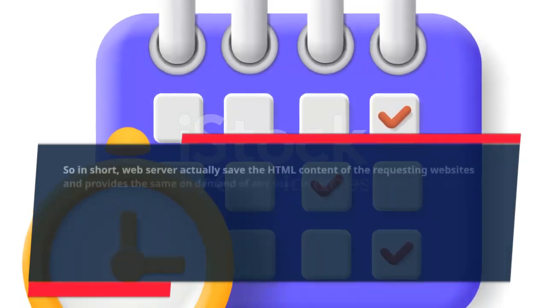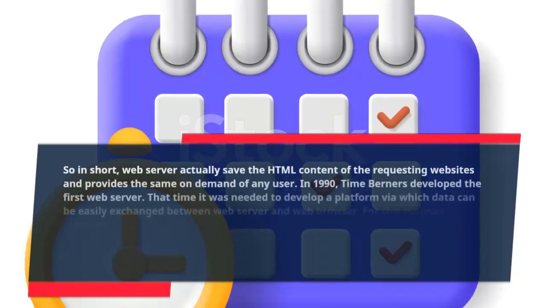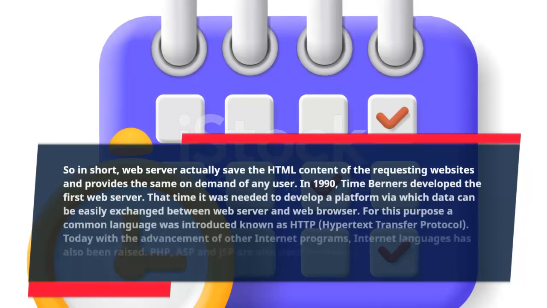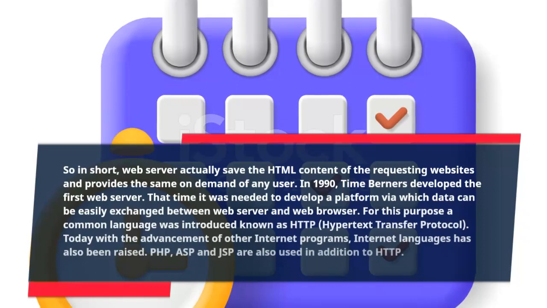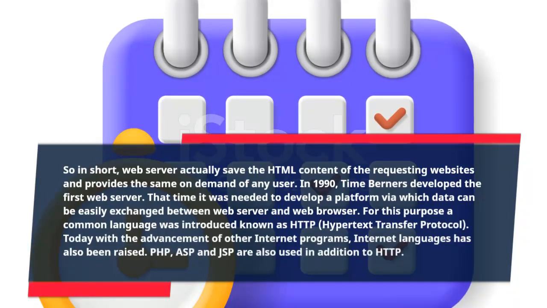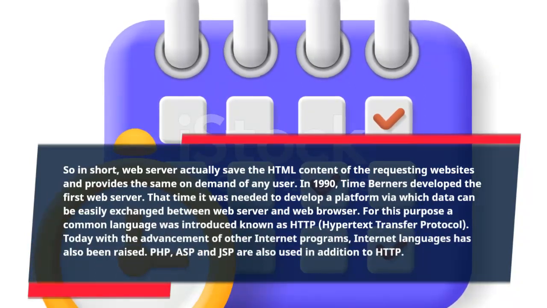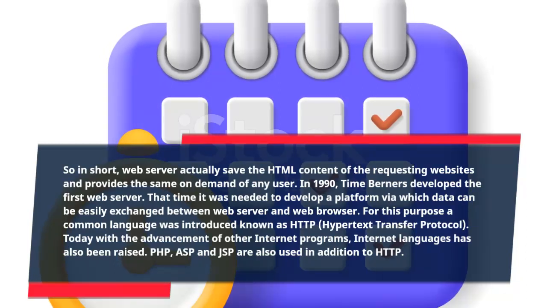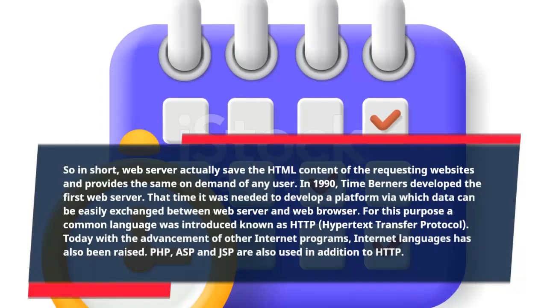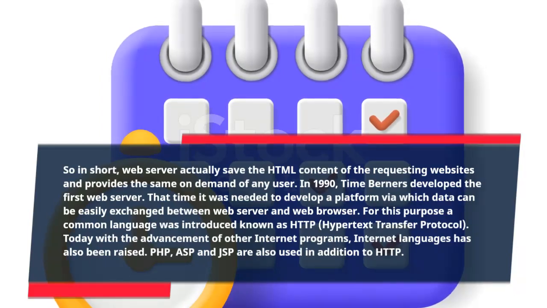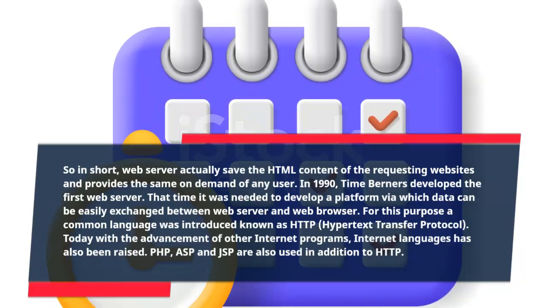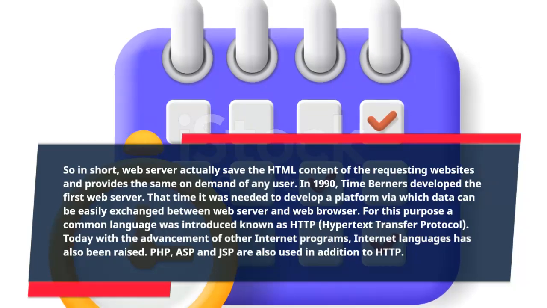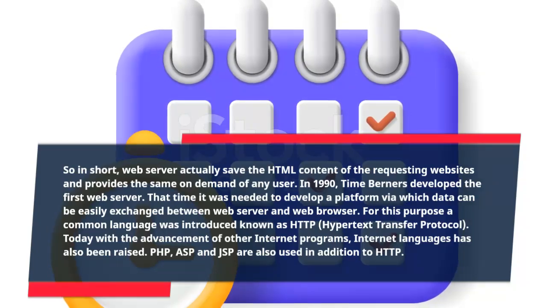In 1990, Tim Berners-Lee developed the first web server. At that time it was necessary to develop a platform via which data could be easily exchanged between web server and web browser. For this purpose a common language was introduced, known as HTTP, Hypertext Transfer Protocol. Today, with the advancement of other internet programs, internet languages have also increased. PHP, ASP and JSP are also used in addition to HTTP.